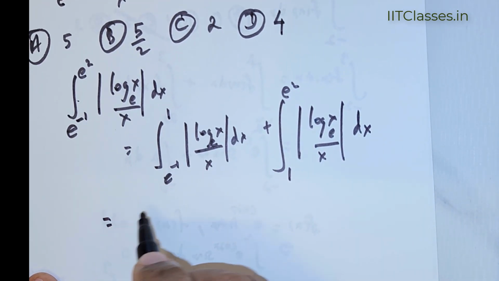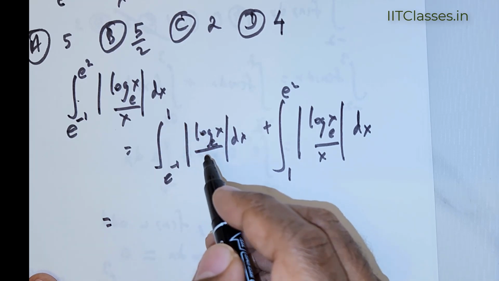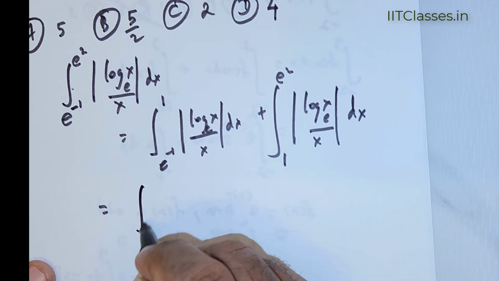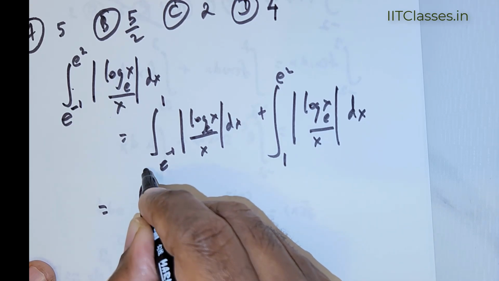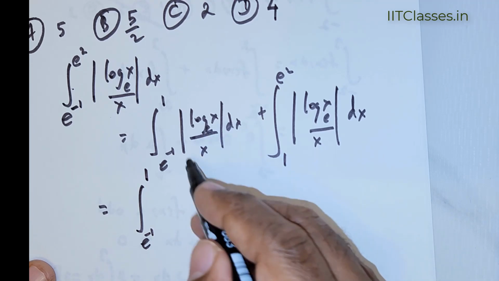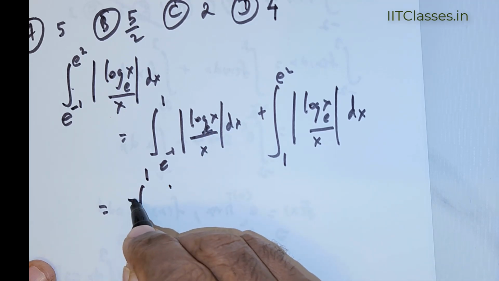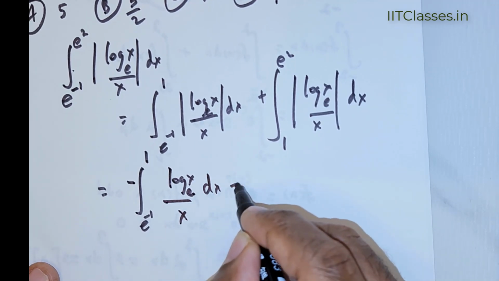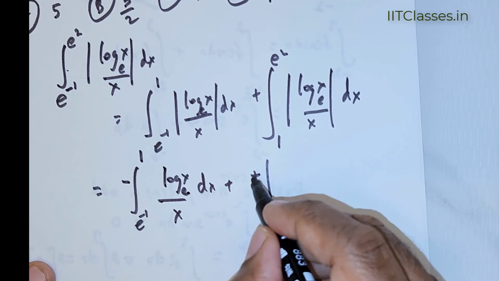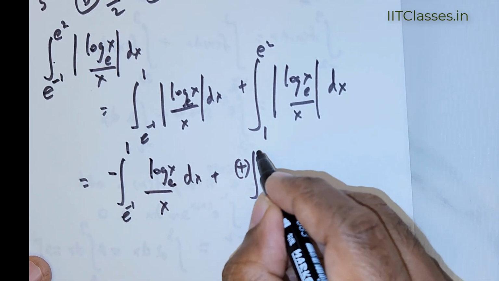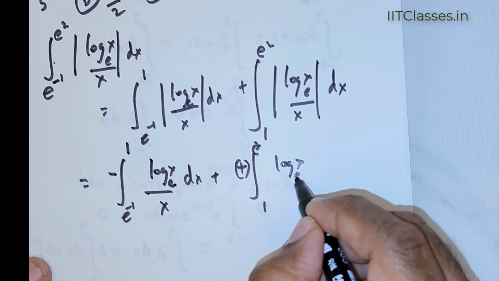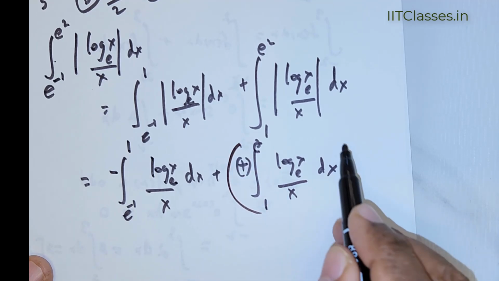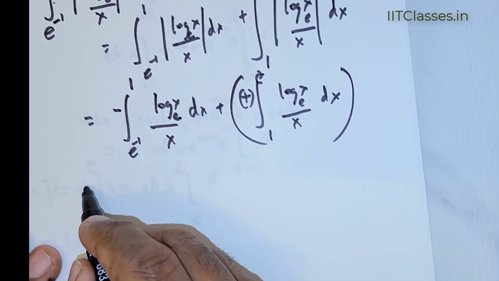Okay, so now clearly 1 is the turning point for this function, for both positive and negative. So I can rewrite this as the integral from e raised to the power of -1 to 1, and this is going to be negative of log x to the base e over x times dx. This one is going to give me a positive side, so the integral from 1 to e squared of log x to the base e over x times dx. Okay, so this can be integrated.